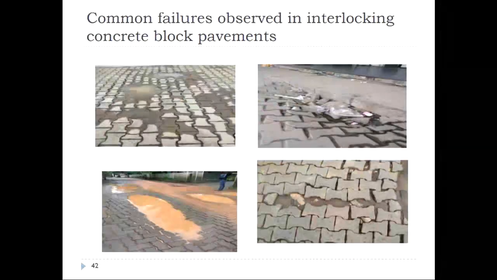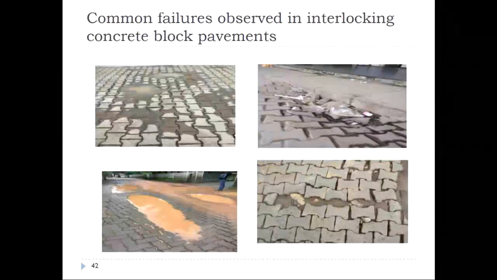Now, these are some of the common failures observed in interlocking concrete block pavements. The drainage condition of the lower layers, or the drainage condition of the pavement, is very important for the success of these interlocking block pavements. Suppose you are providing a pavement where your neighboring land surface, as you could see in this figure, and your pavement surface are at the same level. The question is, you are not providing a cross drainage structure here.